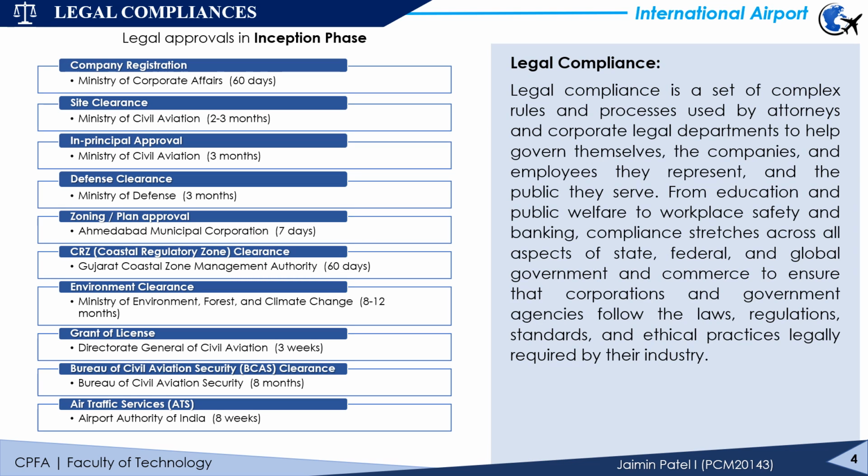Next is the legal compliances. In this, we have considered all the phase-wise different legal compliances and approvals which would be taken for our airport project. So first, in the inception phase, there is company registration, site clearance, in-principle approval, then defense clearance, then zoning planning approval, then coastal regulatory zone clearance, then the environmental clearance, which takes the highest time for approval, around 1 year.